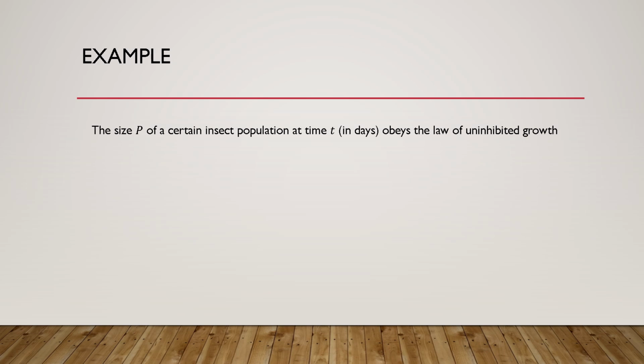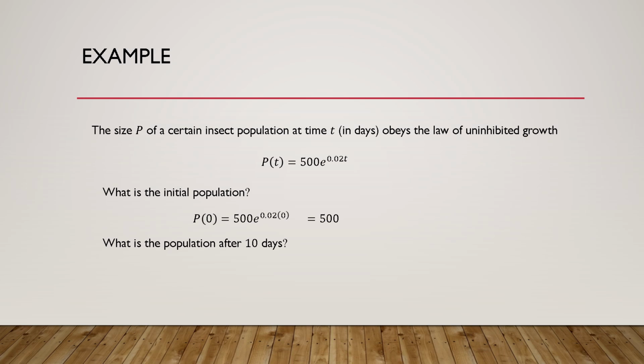If the size P of a certain insect population at time t in days obeys the law of uninhibited growth, P of t equals 500 e to the 0.02 times t. What is the initial population? P of 0 equals 500 times e to the 0.02 times 0, which equals 500. What is the population after 10 days? P of 10 equals 500 times e to the 0.02 times 10, or approximately 611, rounded to the nearest whole number.